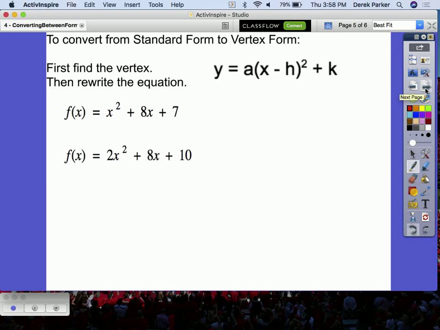To convert from standard form to vertex form. First step, find the vertex. Then rewrite the equation. This is not as hard as it looks. It's a lot of steps, but it's not hard. First step, find the vertex. Remember, h equals negative b over 2a. In this case, I get negative 8 over 2, and I get negative 4.